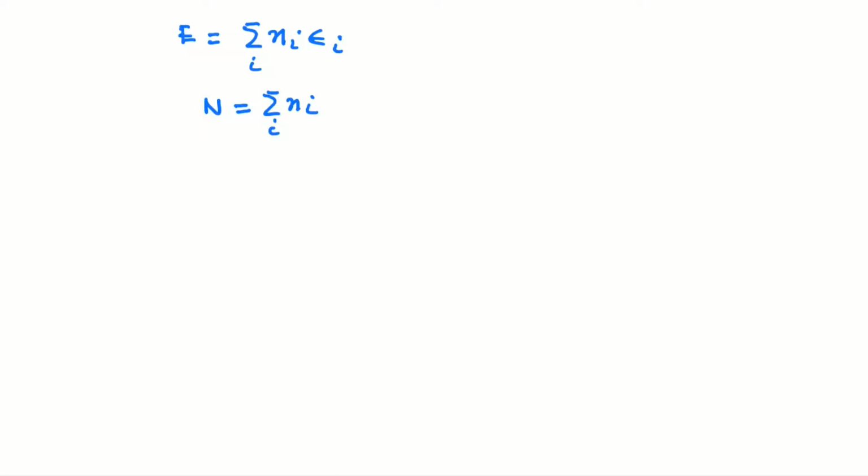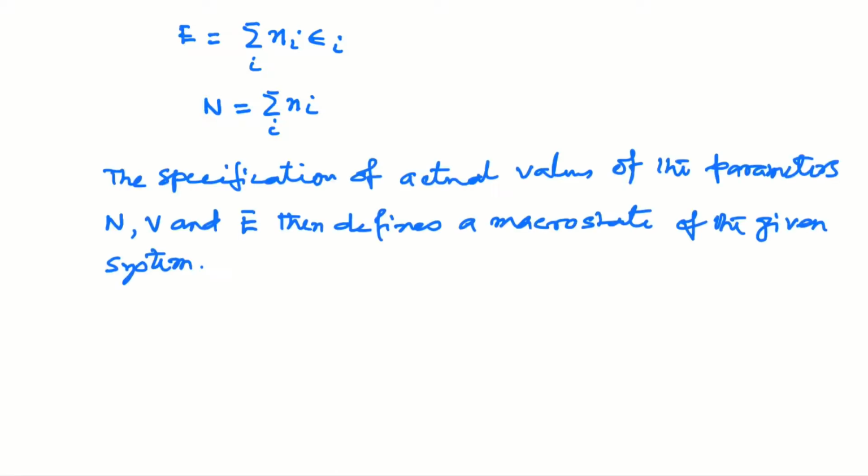This would be true even if the particles were mutually interacting. Of course, in that case, the total energy E cannot be written in the above form. Thus, the specification of actual values of the parameters capital N, which is the total number of particles, capital V, which is the volume where the particles are contained, and capital E, which is the total energy of the system, then defines a macro state of the given system.